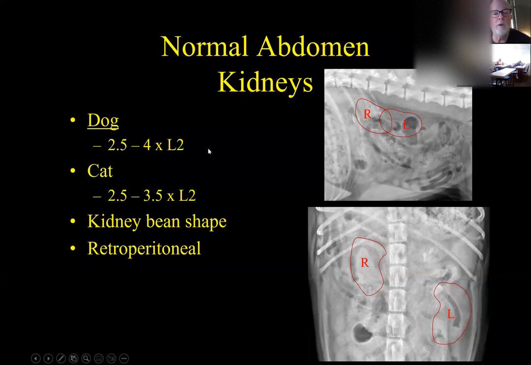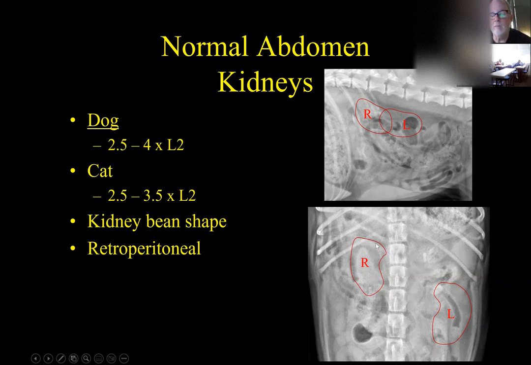In a dog and a cat, we compare the length of the kidneys to the length of the body of L2. So here's the 13th pair of ribs, the last pair of ribs. That makes this T13, which makes this vertebral body L1, which makes this vertebral body L2. That's the one we use for kidneys, L2.